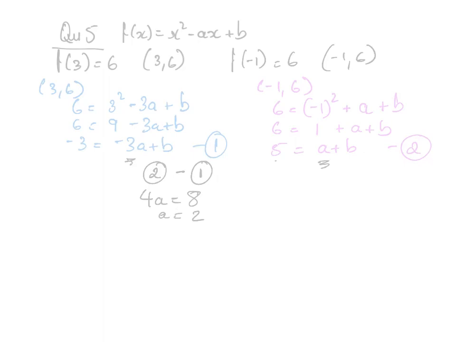And of course the last bit there is to get the b value. So substitute a equal to 2 into one of those equations, and I'm going to substitute it into equation 1. Maybe I'll do it to 2. I think 2 would be easier, and I'm going to get 5 is equal to a, which is 2, plus b, take the 2 across, and b is equal to 3. So I've just shown that a is equal to 2 and b is equal to 3.